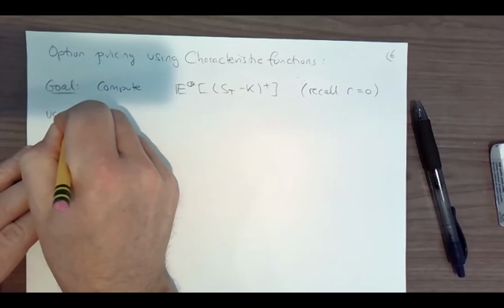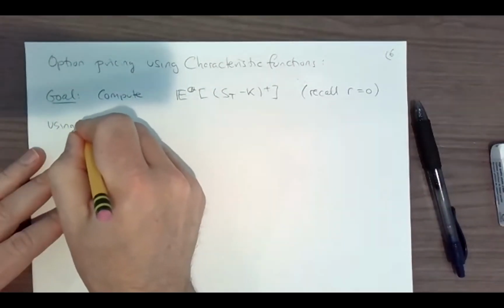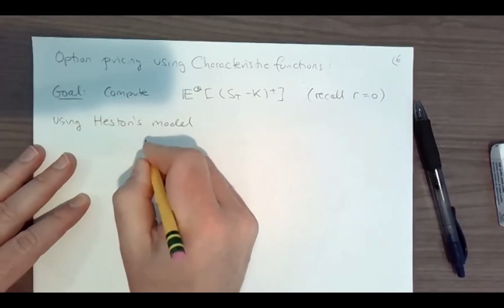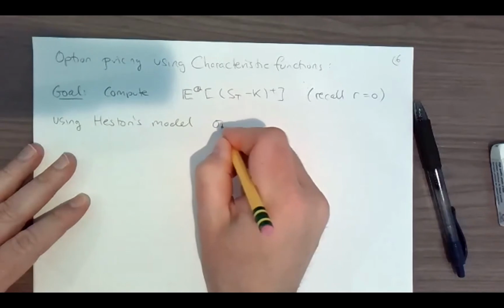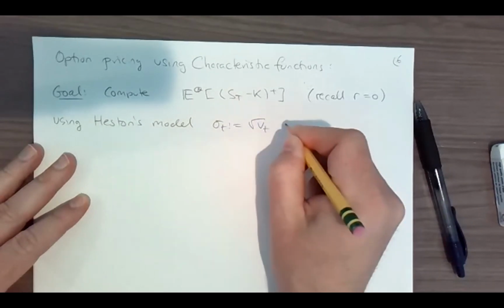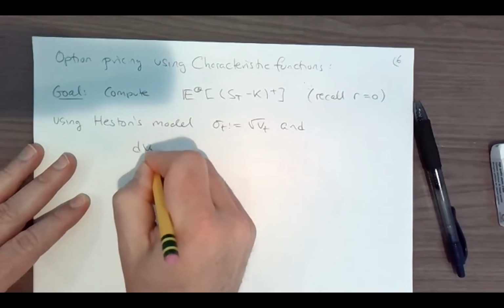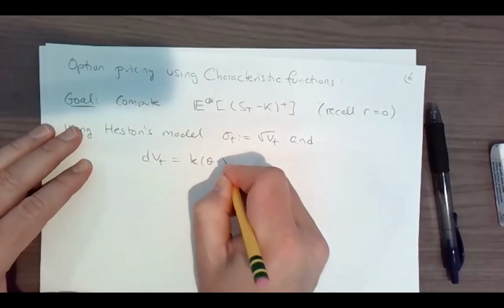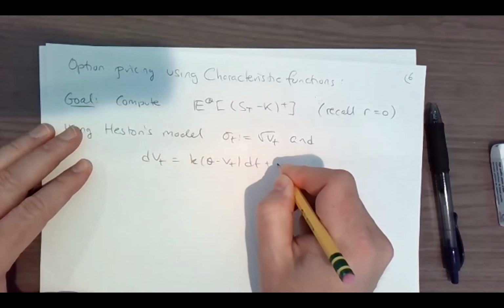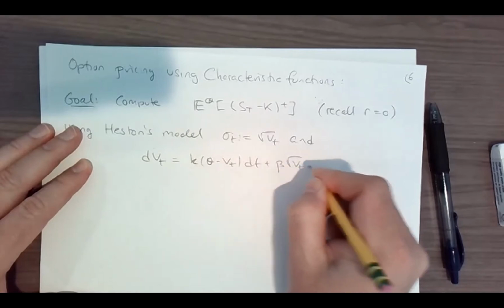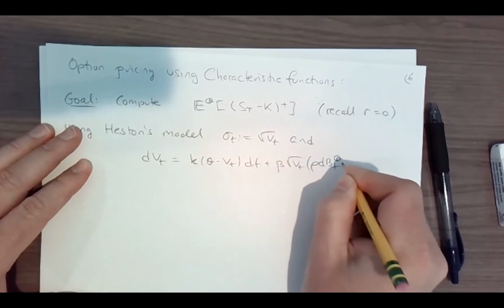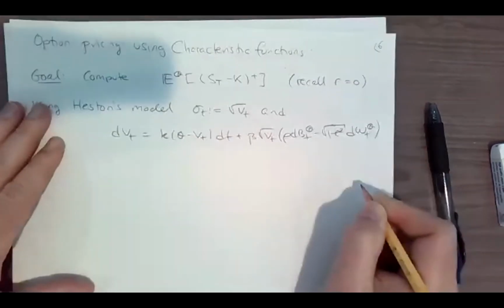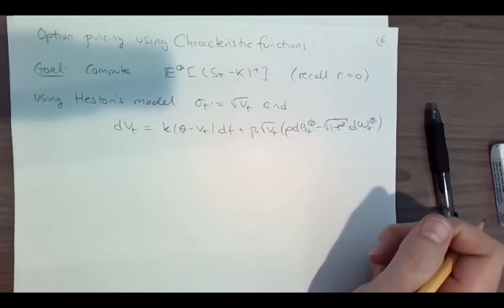Using, say, Heston's model, you have your sigma again, which would be the square root of V_t, and V_t has the form from the previous slide. So let me write it down again. This was beta root V_t, rho dB_t^Q minus root 1 minus rho squared dW_t^Q. Okay.